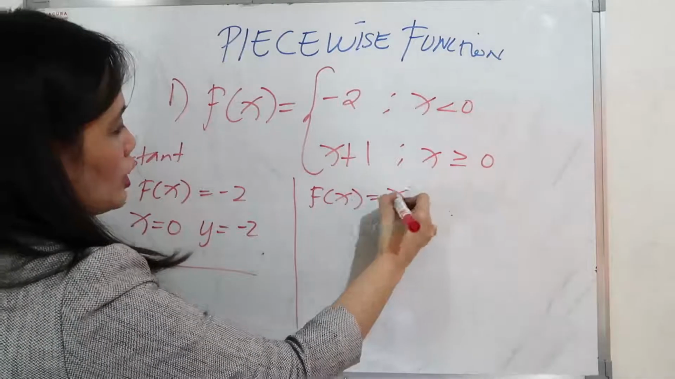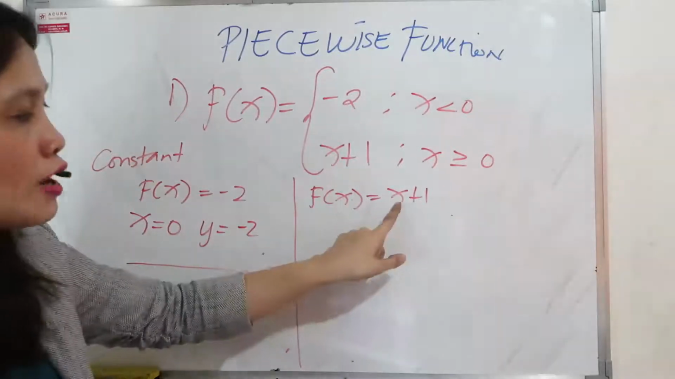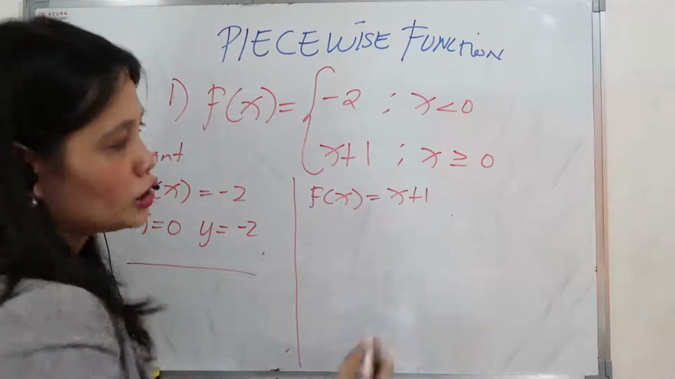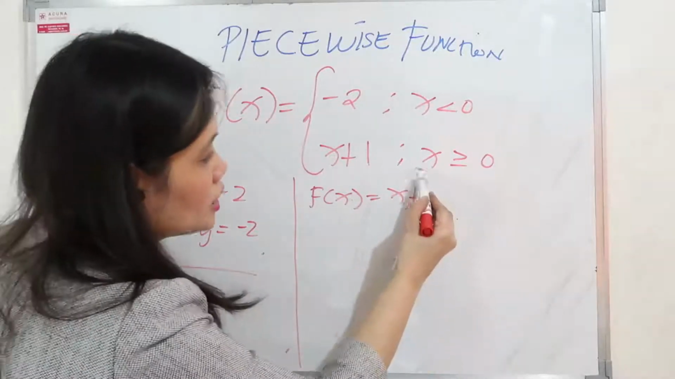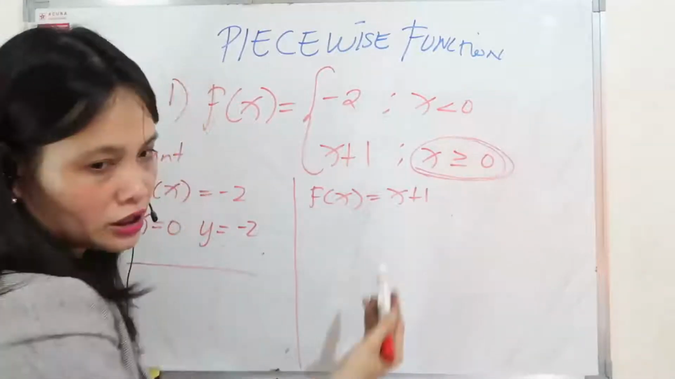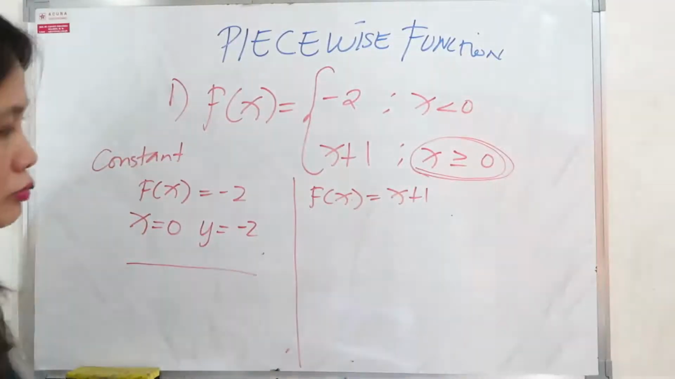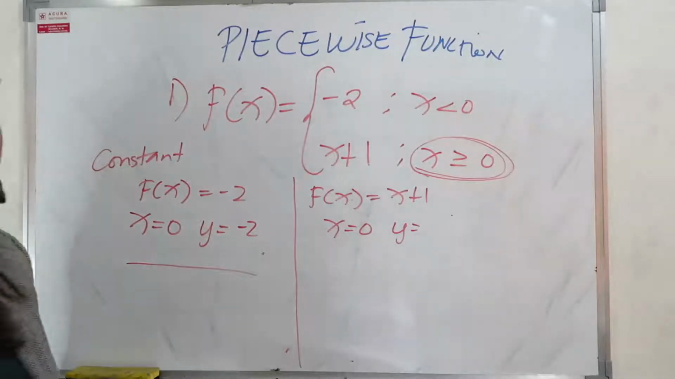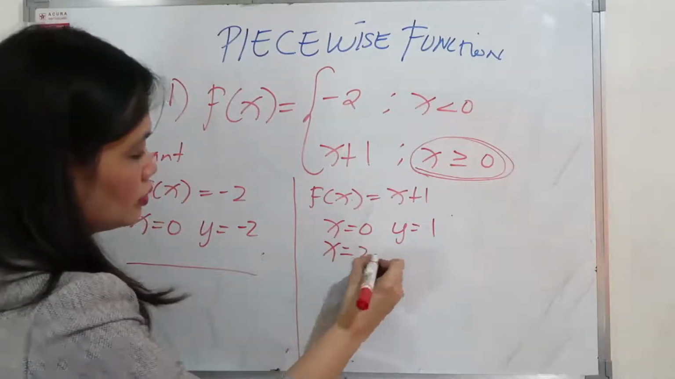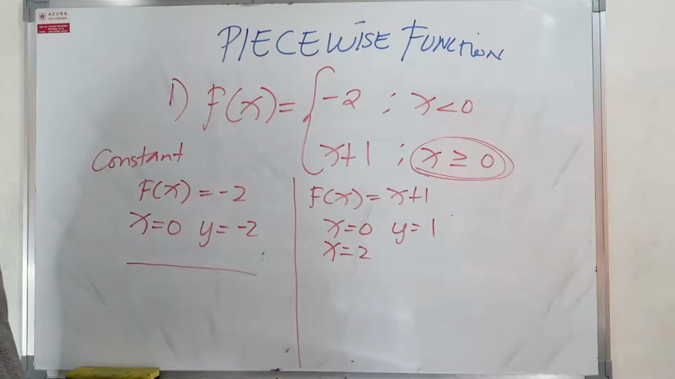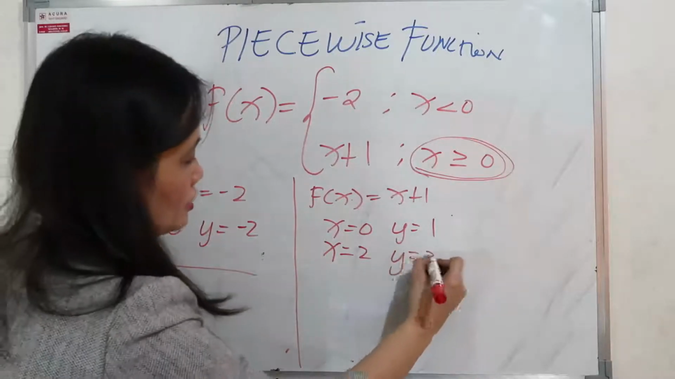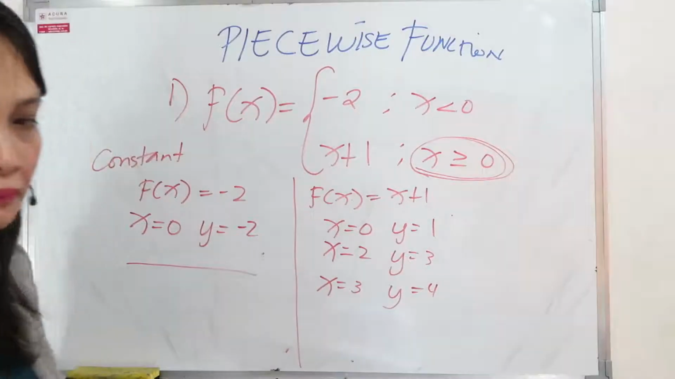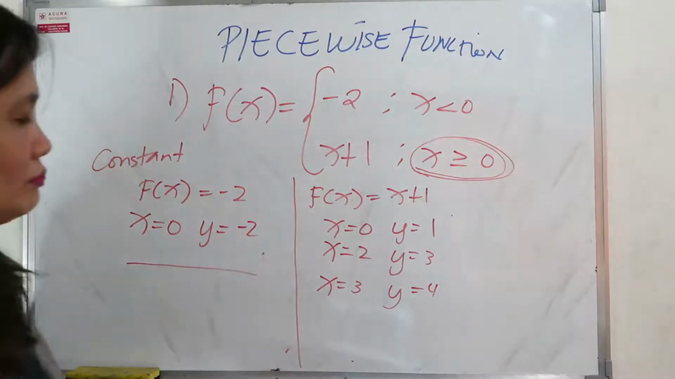f of x equals x plus 1. Okay? f of x equals x plus 1. So x greater than or equal to 0. You need to assign values of x from these conditions. Okay, these conditions. x greater than or equal to 0. So if x is 0, what is y? Okay, 1. If x is 2, what is y? Okay, 3. Next. If x is 3, what is y? Okay, 4. Okay? So how do we plot that?